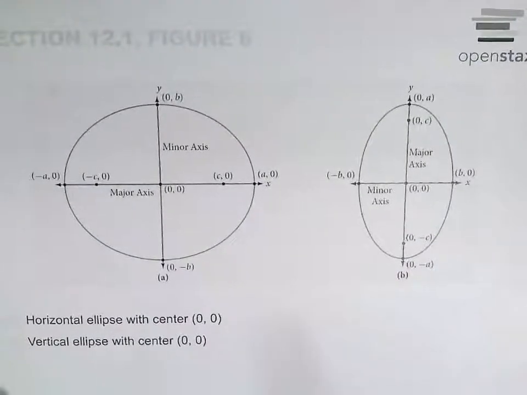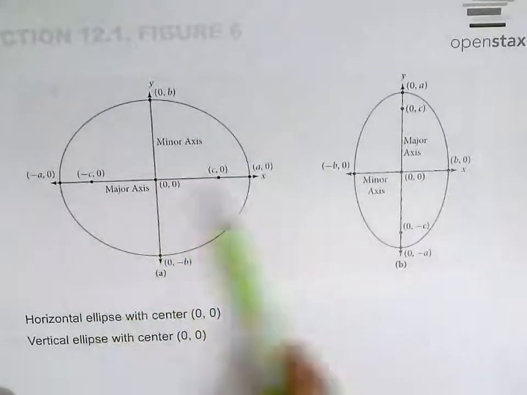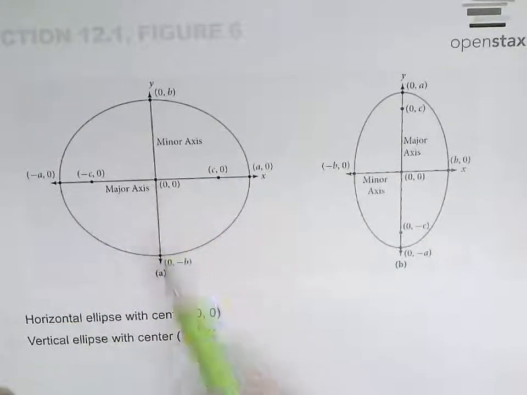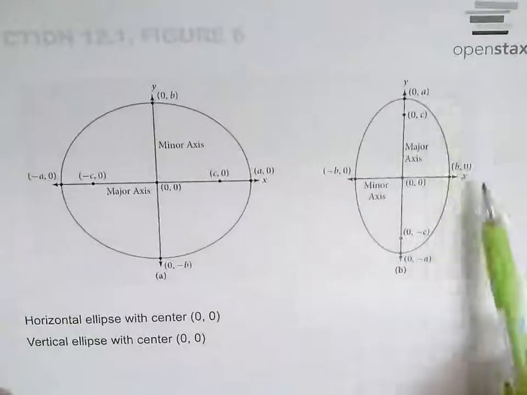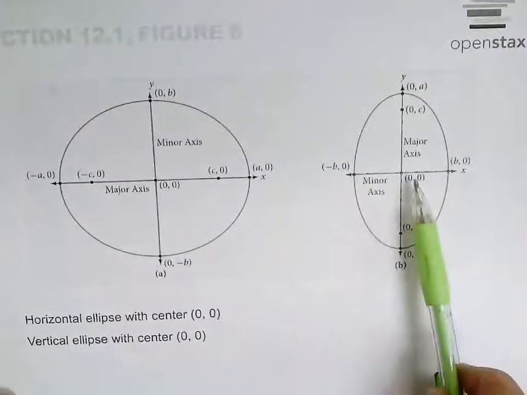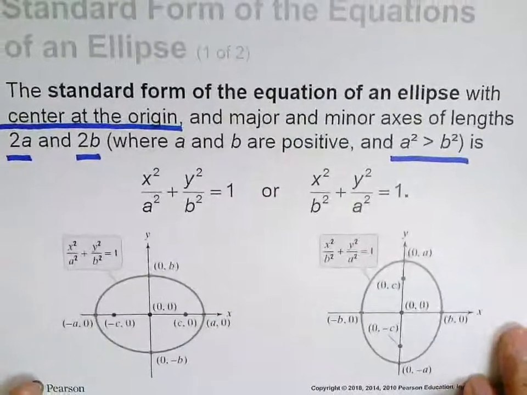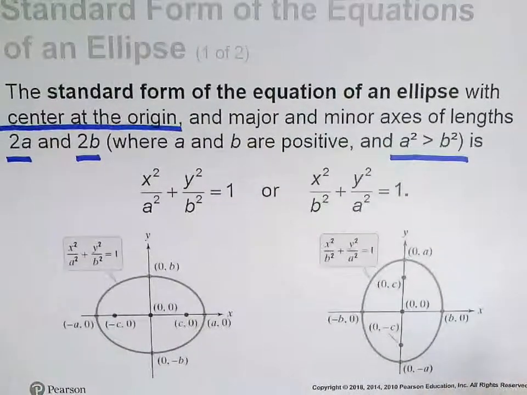Here is an ellipse where the major axis is horizontal. See, that's the longest axis. Center at the origin. Here is an ellipse where the major axis is vertical. Again, the center is at the origin. You may ask the question, well, how can I tell if the major axis is vertical or horizontal?